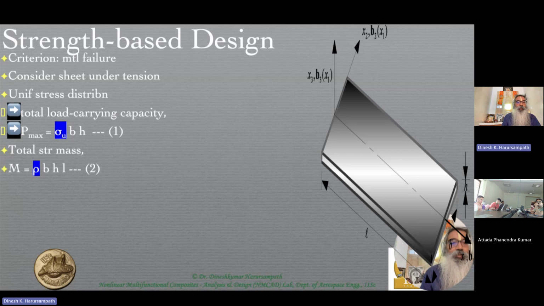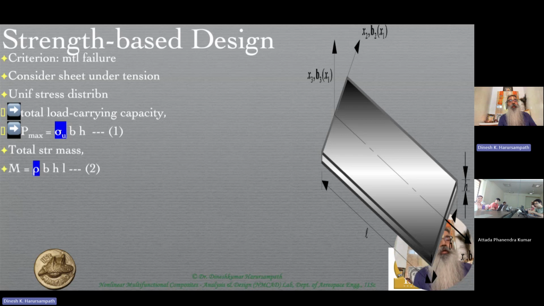And that's what you see in this second equation, where M is equal to the density rho times BHL. Capital M is used to denote the structural mass in this particular slide. We will use it for other purposes later, in which case we'll use a small m for this.